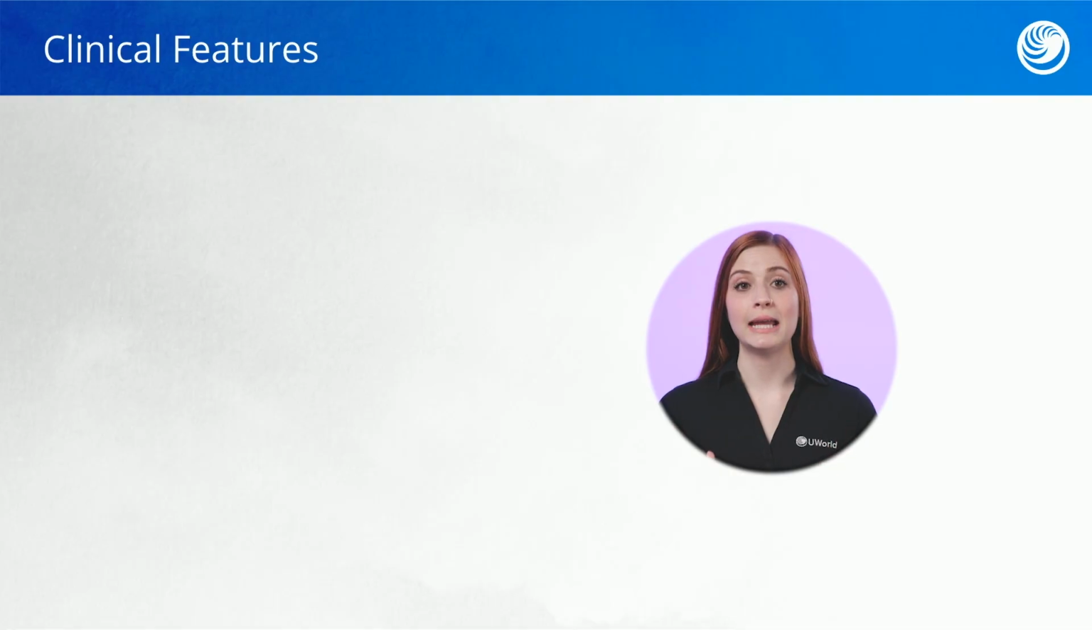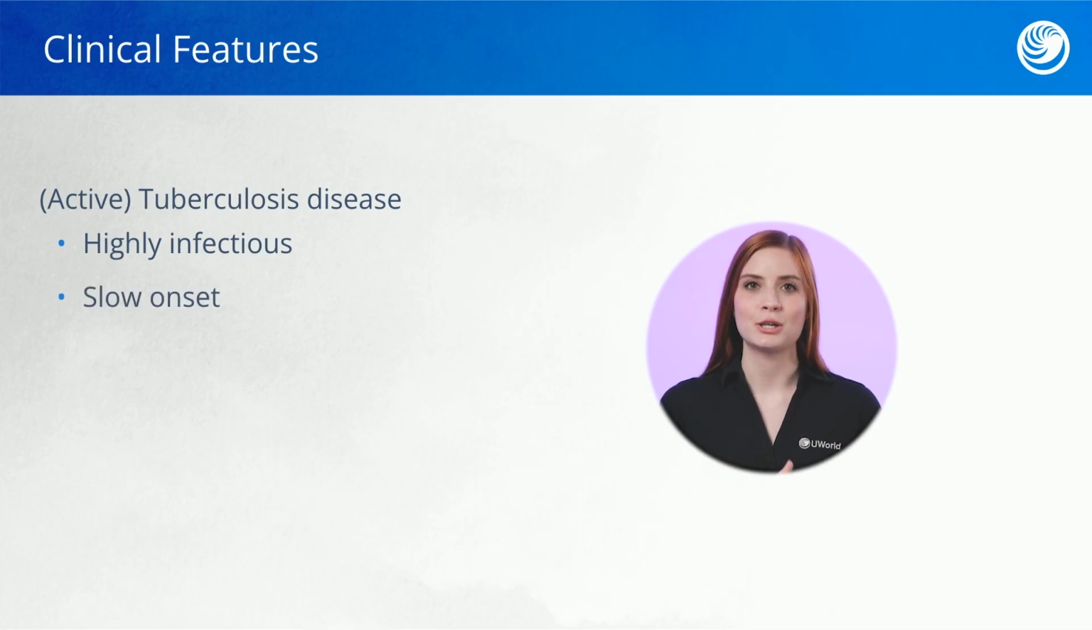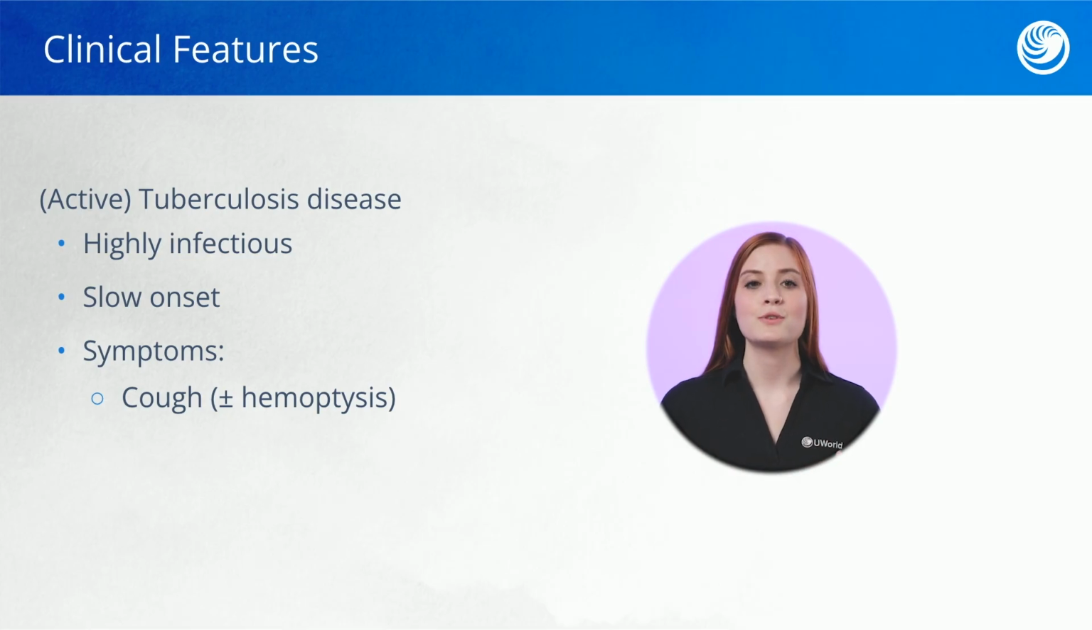In contrast to latent TB, we have active TB. Remember, this is highly infectious, but an important feature is that it's going to have a slow onset. Unlike pneumonia that takes a couple of days to show symptoms, clients may take weeks or even months. One of the biggest symptoms is cough, and clients may or may not have bloody sputum. They're often going to have fever and chills and very, very characteristically night sweats.